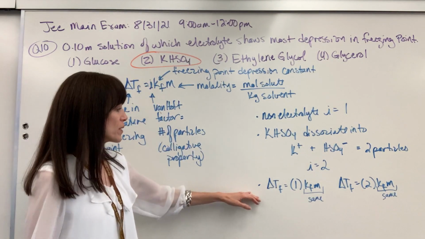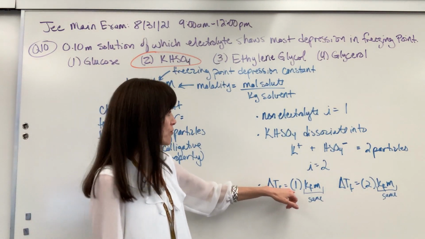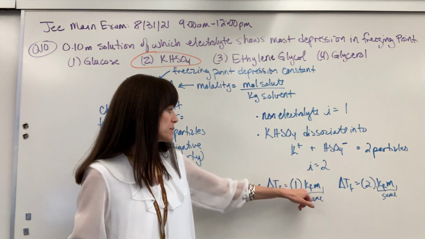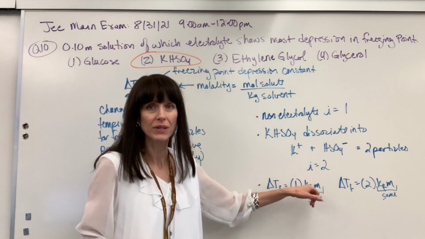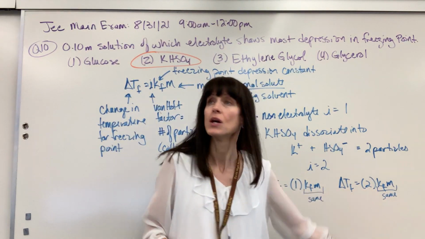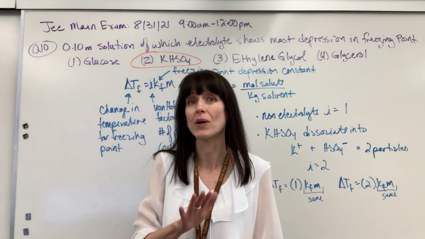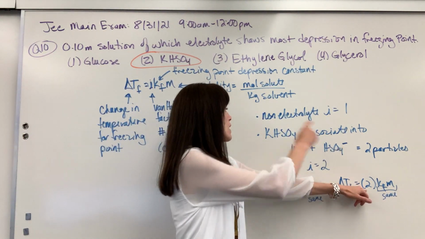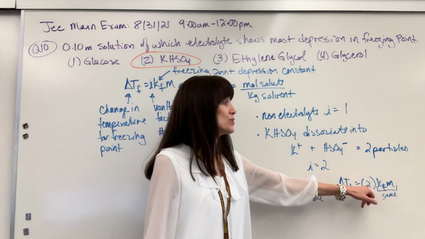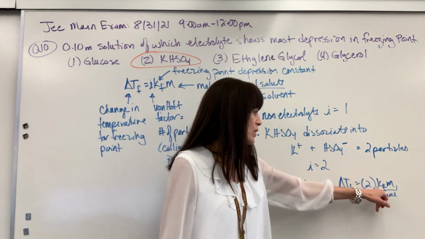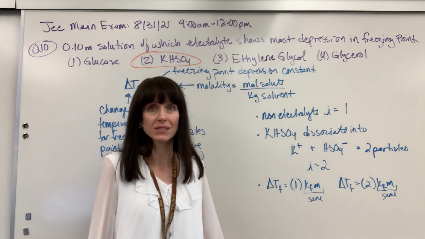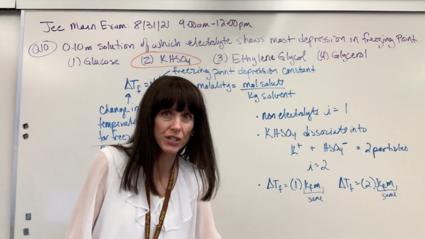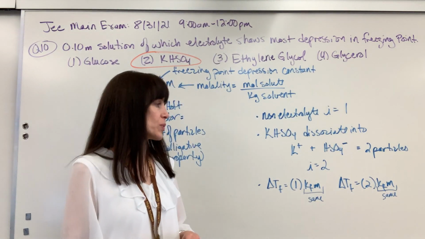Now if you look at our formula, the change in temperature for our 3 non-electrolytes, you'd have 1 particle times Kf times m. And remember, that's going to be the same as this over here because we're told they are all a 0.1 molar solution. The change in temperature for our potassium hydrogen sulfate is 2 times that Kf, the constant, times the molality, which is still 0.1. So this is going to have 2 times the depression, a lower freezing point.